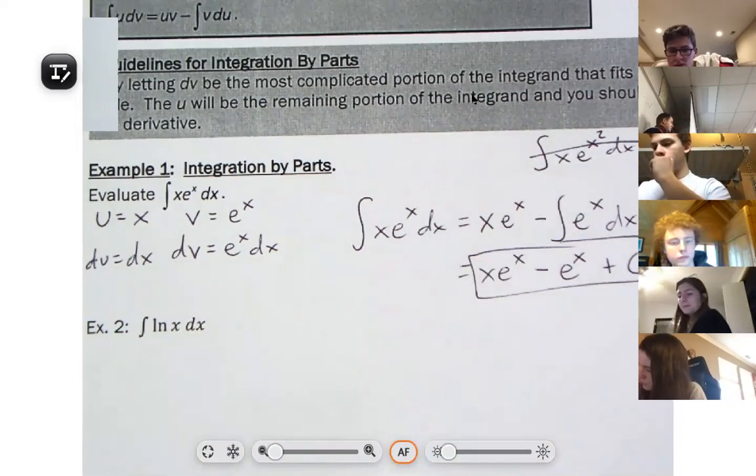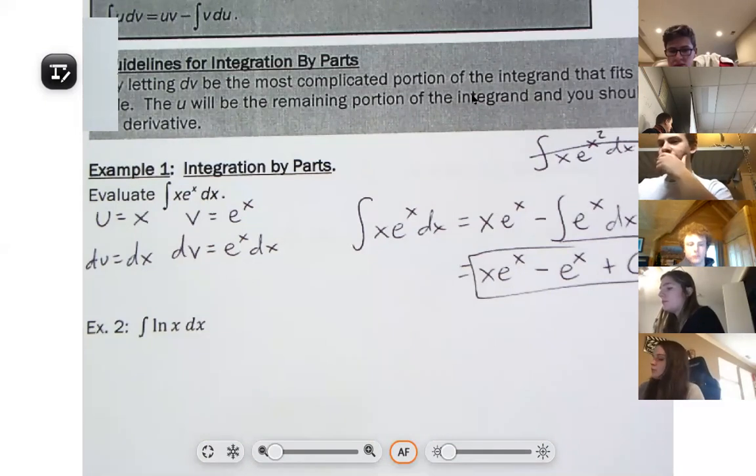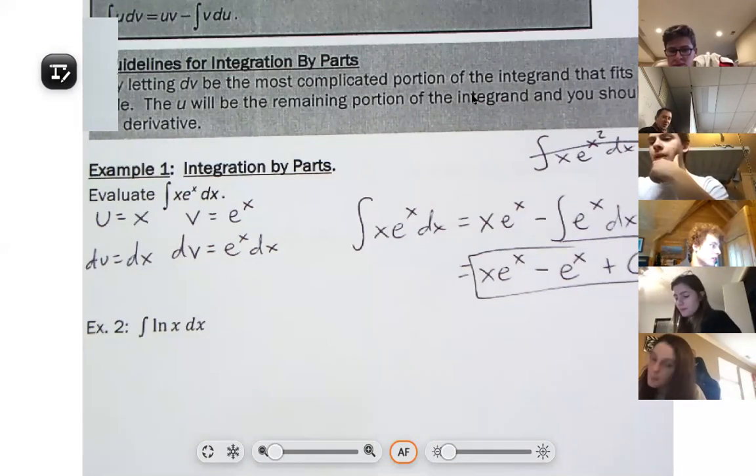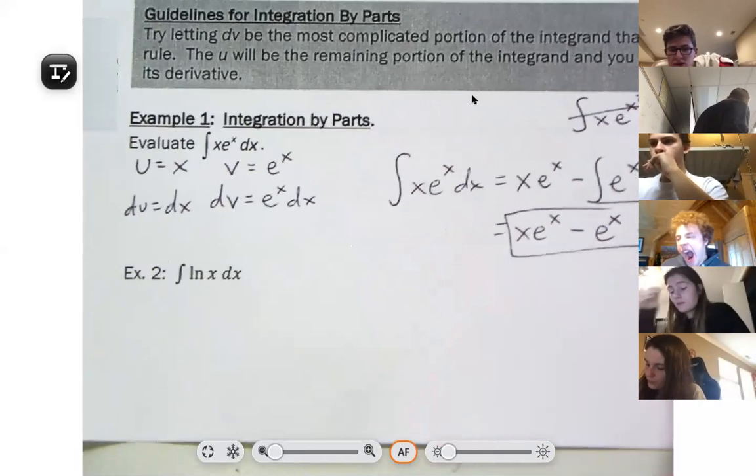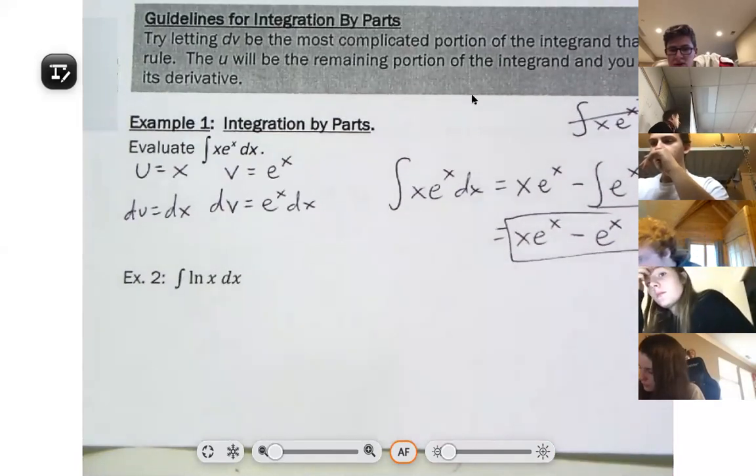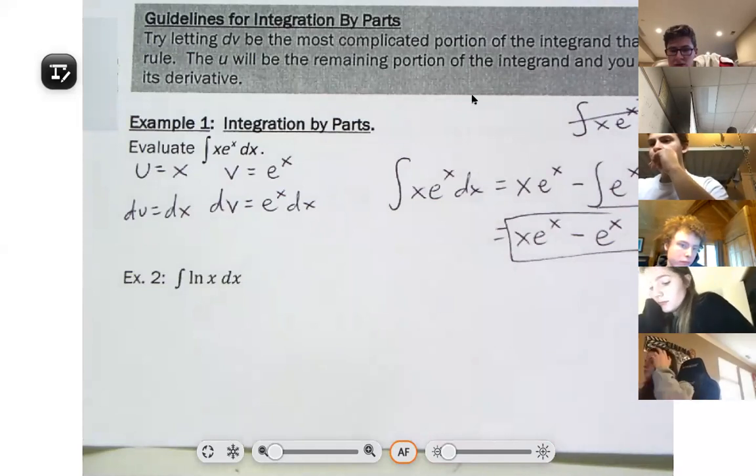What do you guys think of integration by parts? Solid. All right. The next one. Natural log of x. So there is no rule for integrating the natural log of x that you guys have to know. But we are able to use integration by parts on this problem right here.